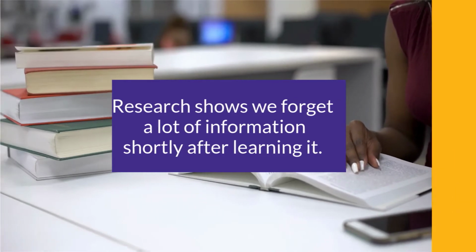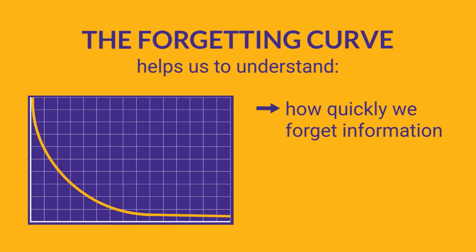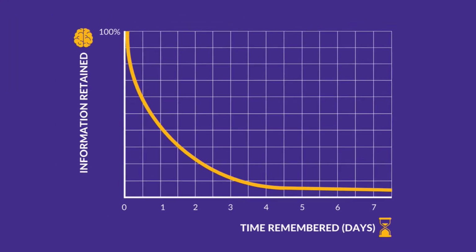This can be a scary thought in university because of the rate and amount of information that you learn as a student. The forgetting curve was developed by Hermann Ebbinghaus, and it helps us to understand how quickly we forget information, why we forget, and how to prevent it. The initial forgetting curve shows your memory with no review sessions over time. The x-axis represents time, and the y-axis represents the percentage of information retained.